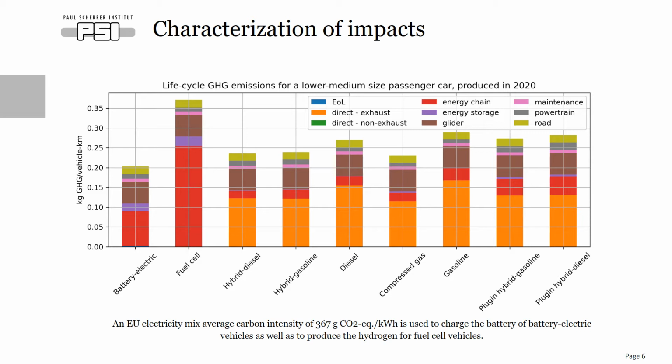And this is, of course, to be contrasted with the two vehicles on the left, for which most of the impact come from the energy chain. Again, this really reinforces trying to investigate a little bit more those energy chains and energy systems if we want to be accurate as to the environmental footprint of these novel powertrains.